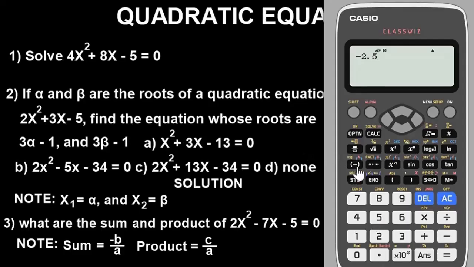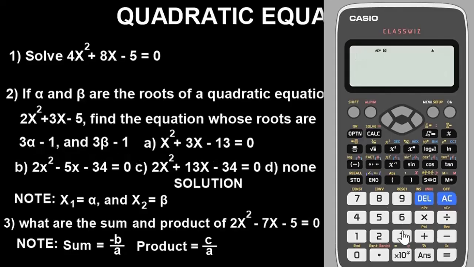So let's store it as beta, which is B here. We press store B, guys, as simple as that. So it will indicate here that it has been stored as beta. So right now, having stored the two values, let's simplify this expression we have here.